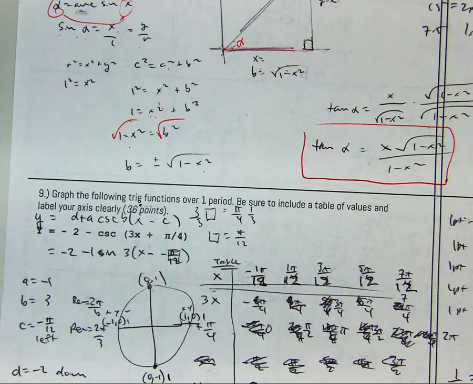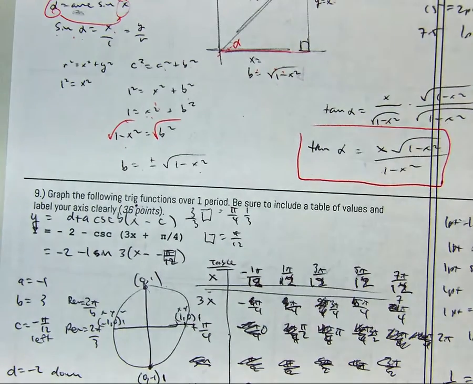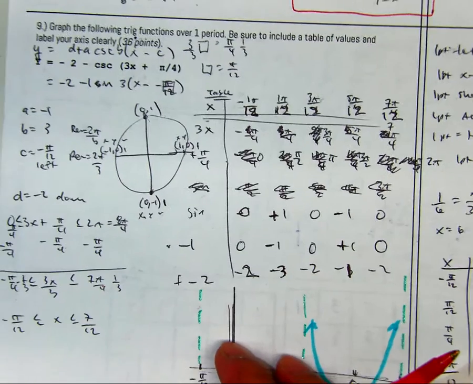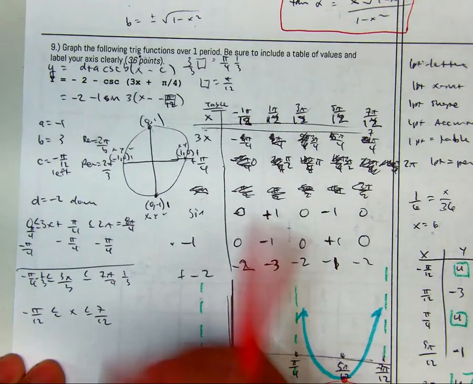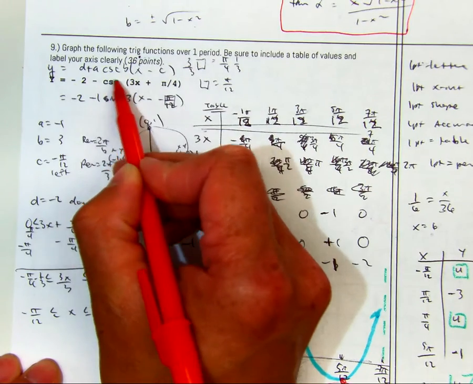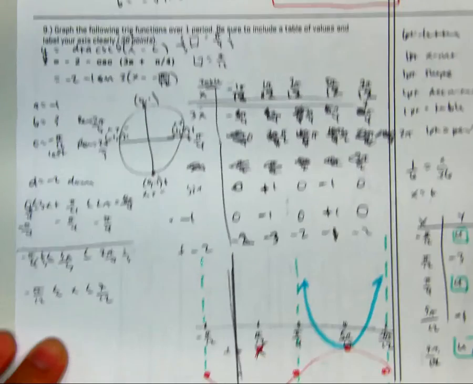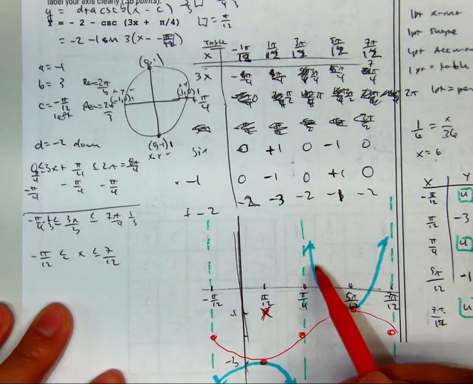Question number 9. It's kind of messy. Hopefully I can clean that up. Here you're graphing sine, and then we graph what's above it. That's the big picture idea. I'm graphing sine, and then basically the bumps are what I'm finding.